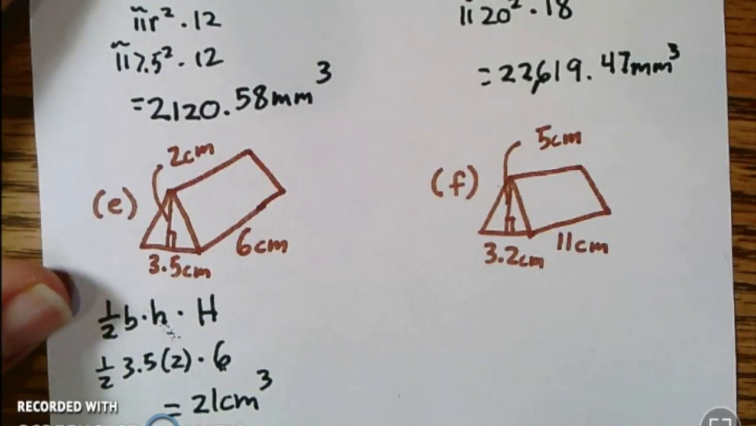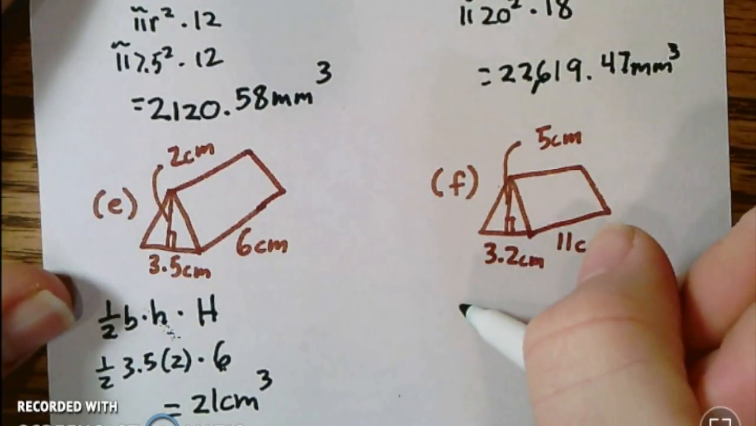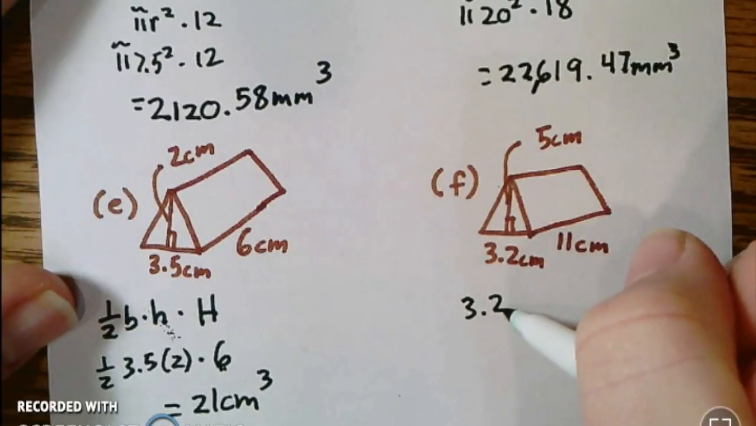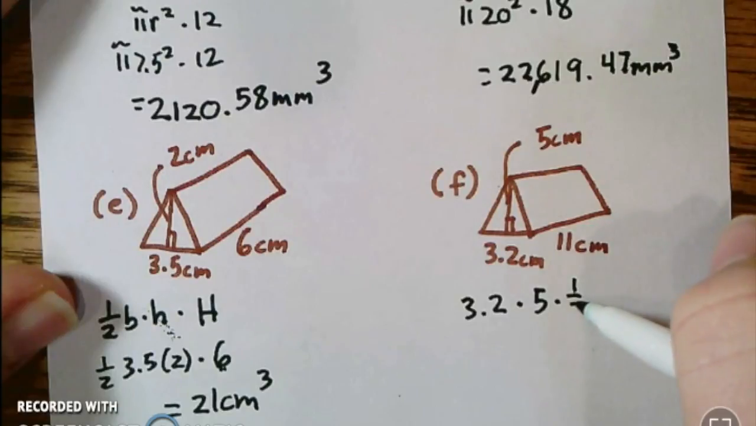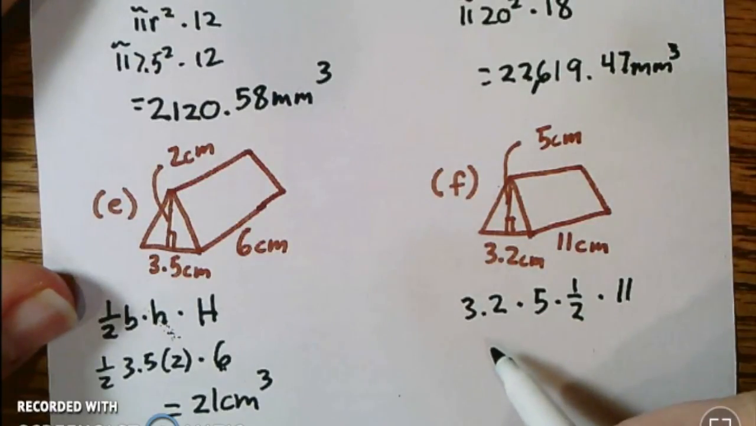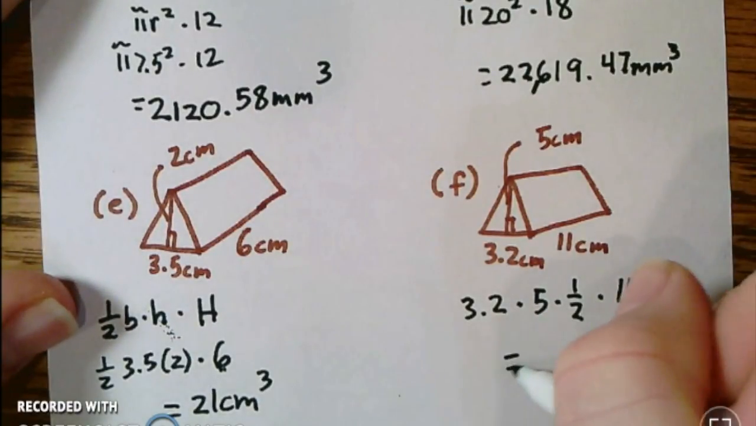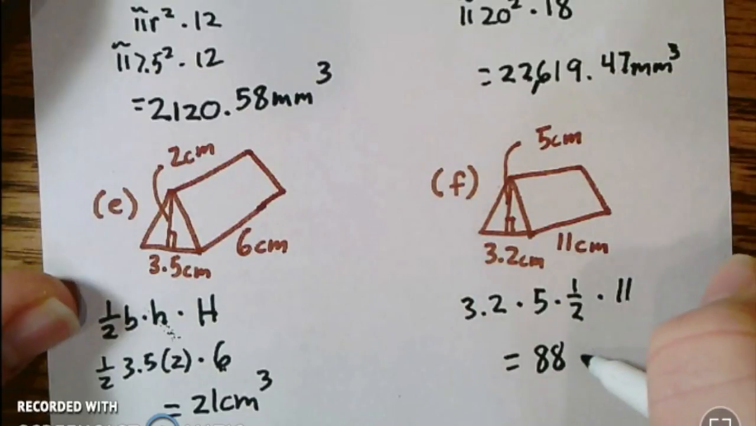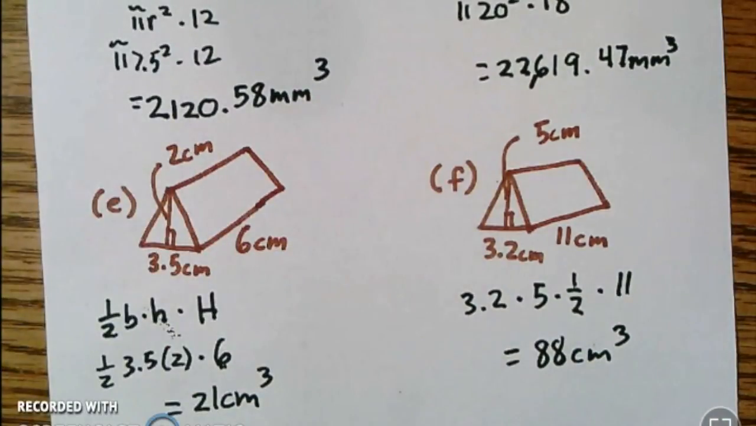All right, pause the video, try the last one, and then check to see if you did it right. So here I have 3.2 times 5 times 1/2 times 11. All right, hopefully you're feeling ready to know how to do this, so go ahead and get to work.